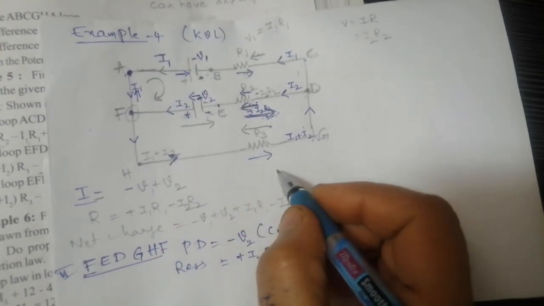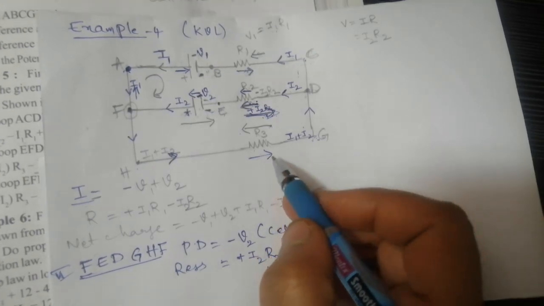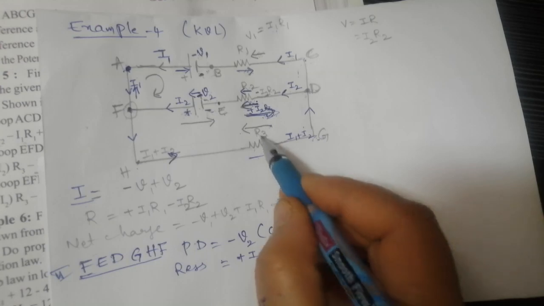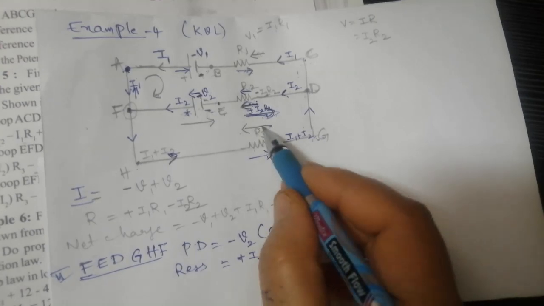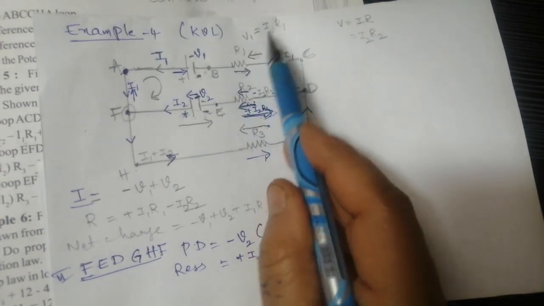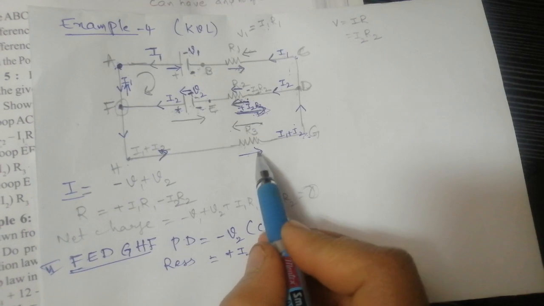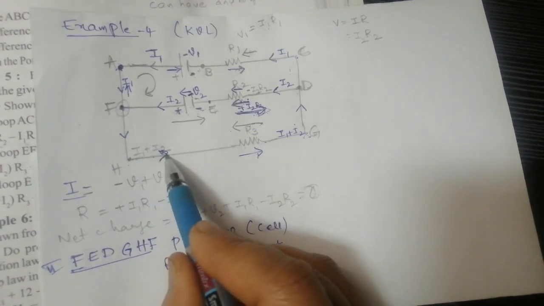Again, what is happening here? Is it the same direction or a different direction? Again the opposite direction. If it is the opposite direction, what do we have to take? Opposite direction is again plus. Okay, plus. But what is the current flowing here? I1 plus I2.